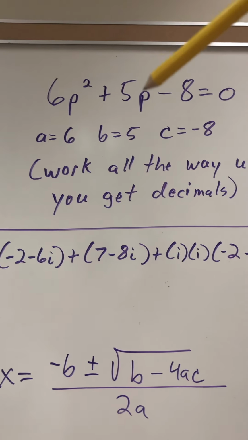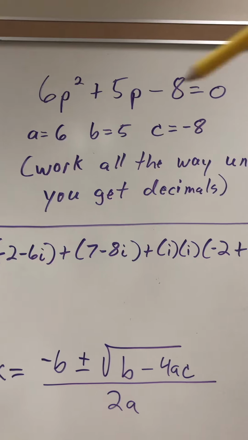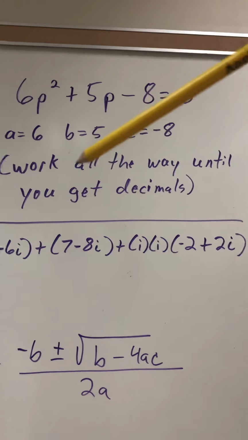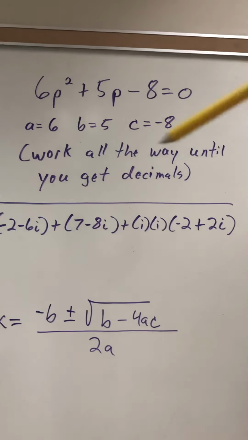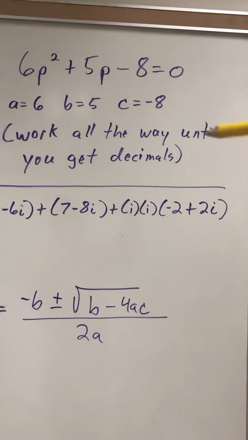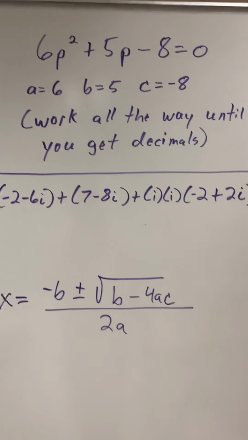6p squared plus 5p minus 8 equals 0. And so I have my A, my B, and my C. And I want to remind you on this one to work all the way through until you get decimals. So don't leave it like a fraction. You're not going to see that in your answer. Your answers are going to be decimals.